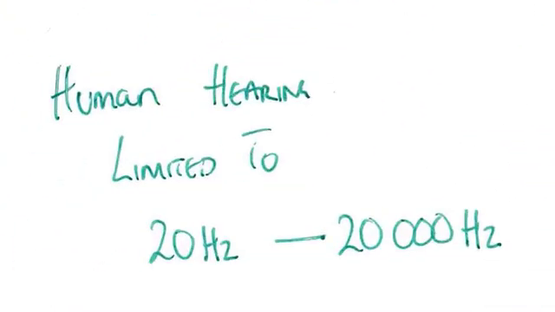Our human hearing is limited to 20 Hertz to 20,000 Hertz. Anything outside of that range, so anything below 20 Hertz, we can't hear. Anything above 20,000 Hertz, we can't hear. Though dogs and dolphins and other things will be able to hear it, we cannot.